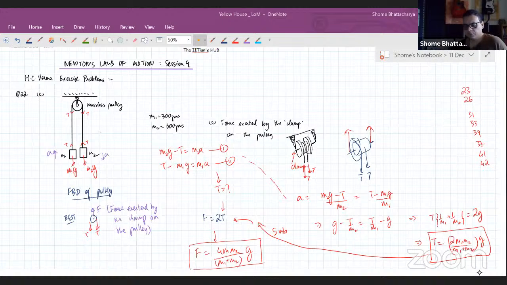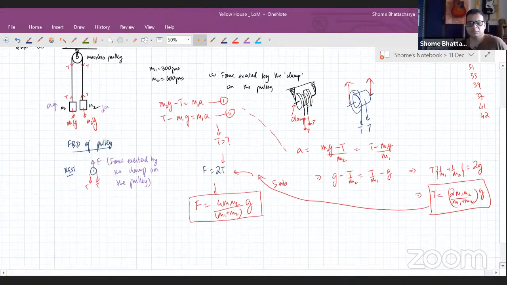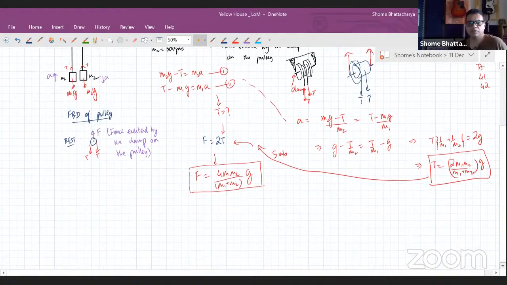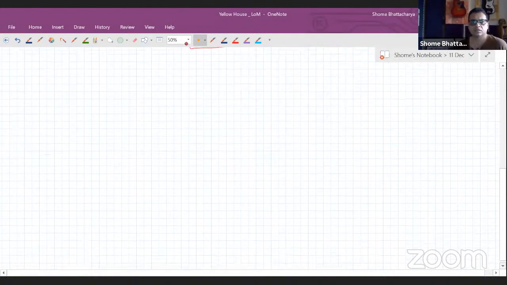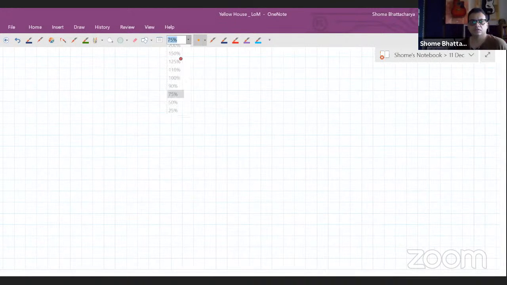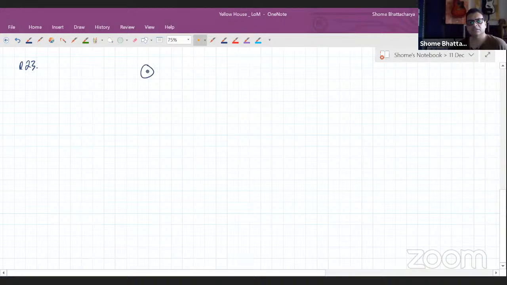Anyhow, let's come to question 23 next. Okay, so the same thing now, what is happening? You're stopping the mass M2 for a moment after t equal to 2 seconds. Let's understand this question in detail. In question 23, you have that same system that we had in 22, but you're just stopping this mass.